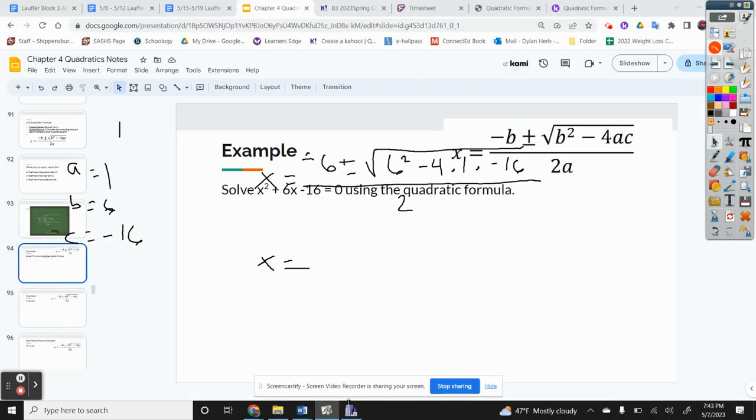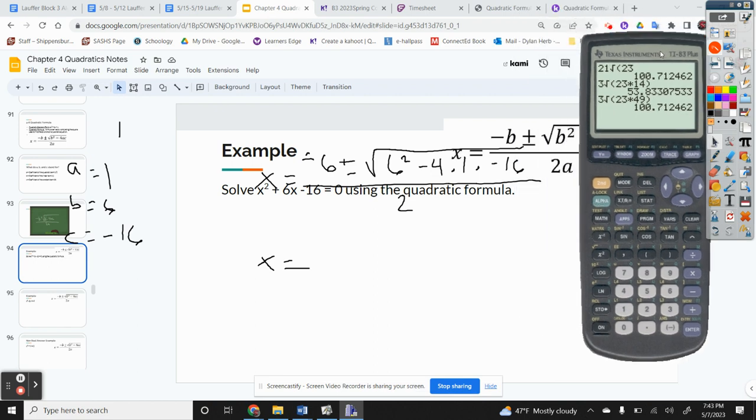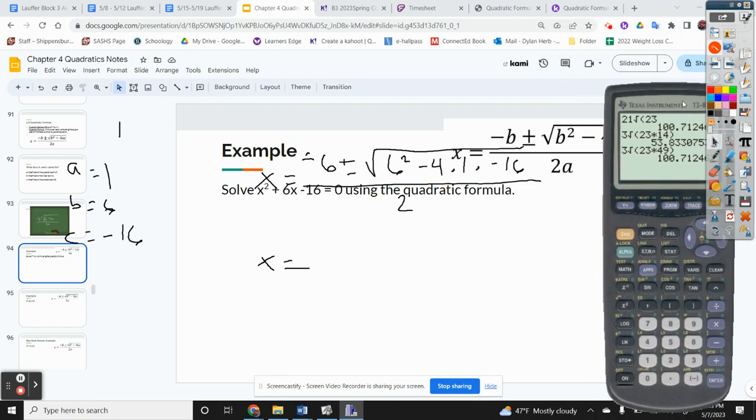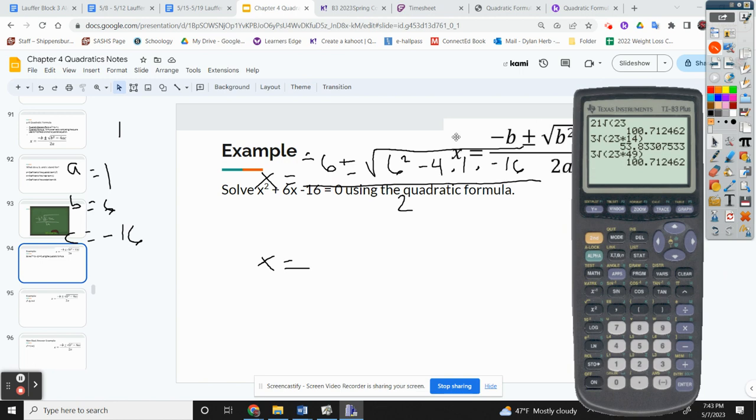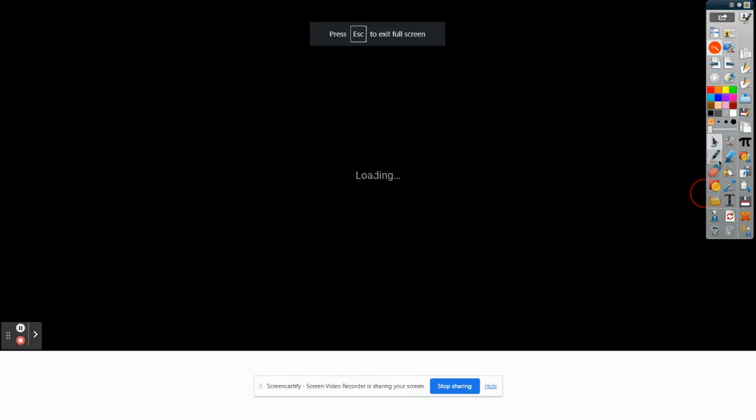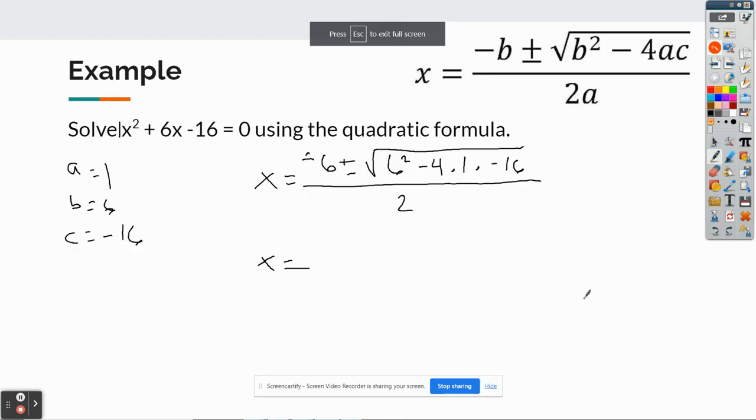So I have to get out of here so I can open the calculator up. So here's the calculator. What I like to do is find out what number's underneath the square root first. So I like to type all the stuff underneath the square root in the calculator first. So that is 6 to the second power minus 4 times 1 times negative 16. Hit enter. Okay, so that's 100. Then I like to change that number to 100. So I just did everything underneath the square root and it was the number 100.